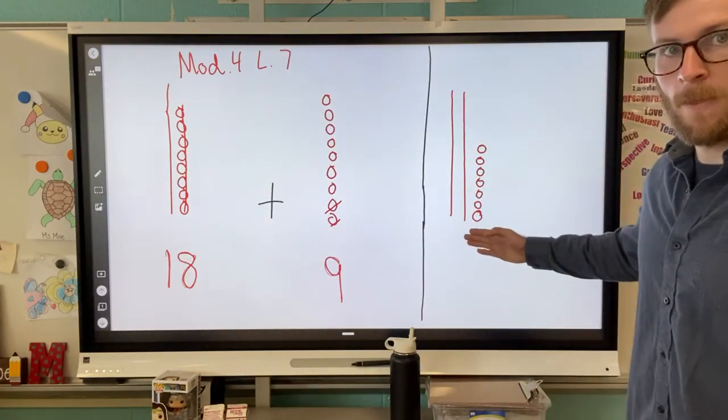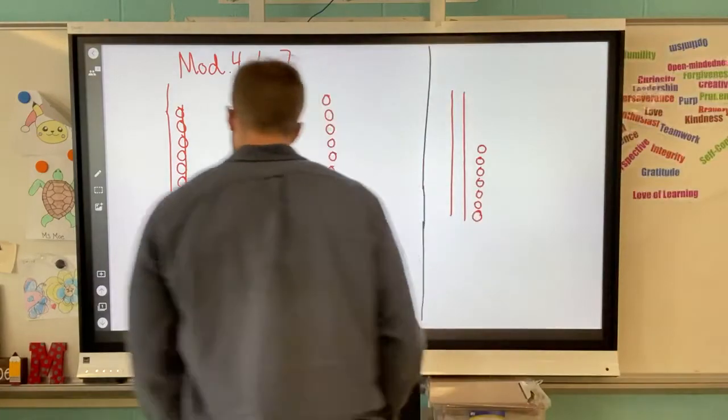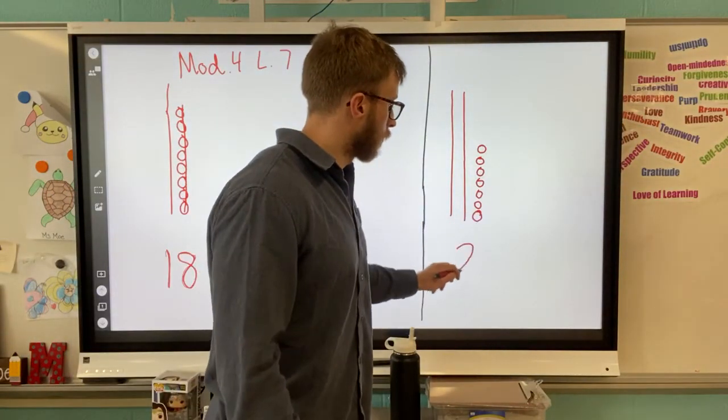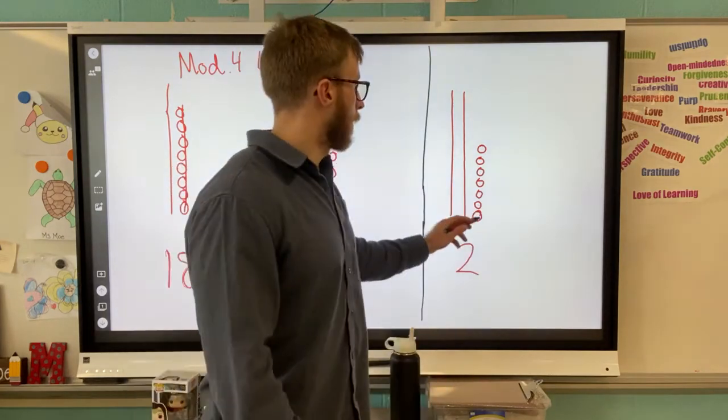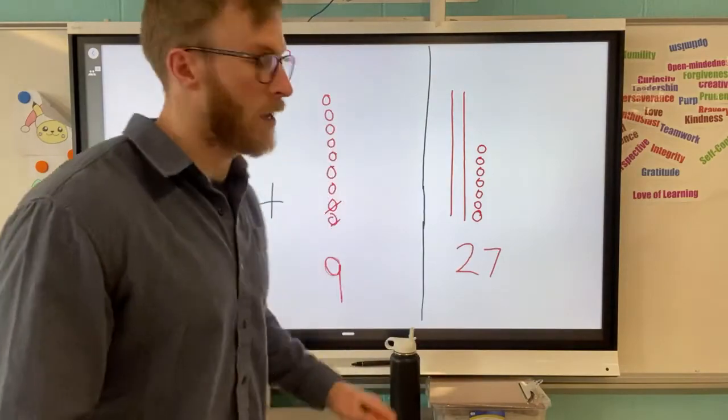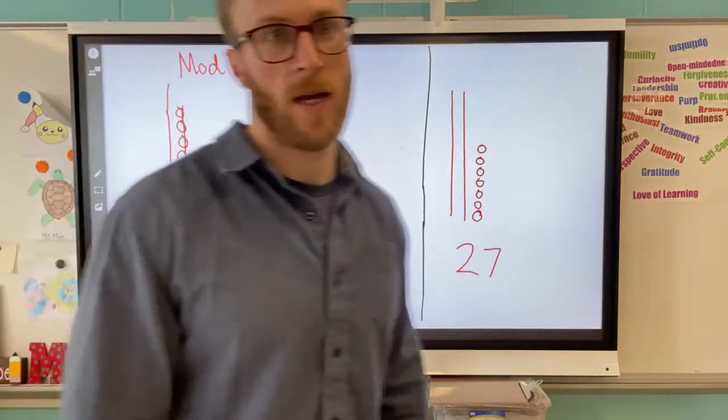So here's my picture. I have 2 10s, so I'm going to put a 2 in the tens place. Then I have 7 1s, so I'll put a 7 in the ones place. So our answer equals 27.